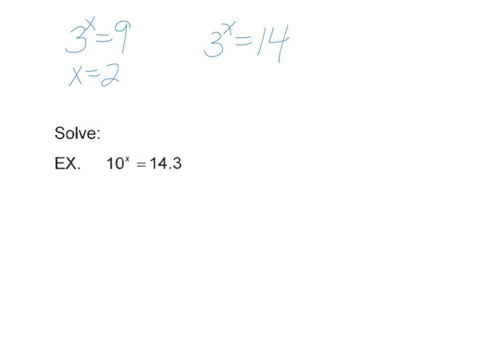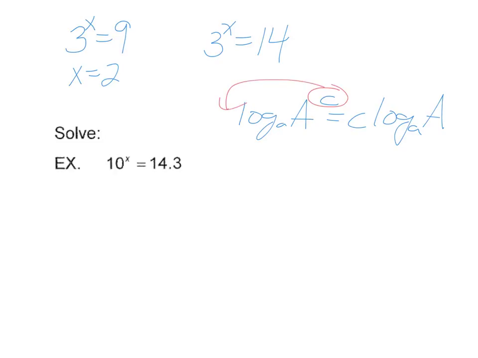Our first one is solving 10 to the power of x equals 14.3. If you recall from the previous lesson, one of the rules was log base a of A to the c equals c log base a of A. The point of that rule is that if you're taking the log of something with an exponent, you can move the exponent to the front. Since we don't want this x to be an exponent, if I put log in front of it, because of the rule, I can move this exponent out to the front.